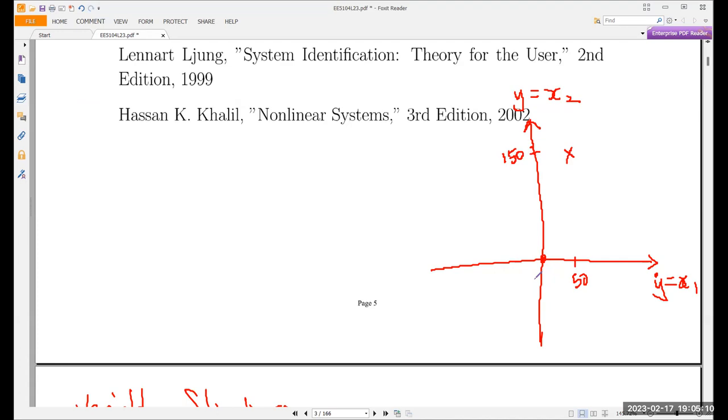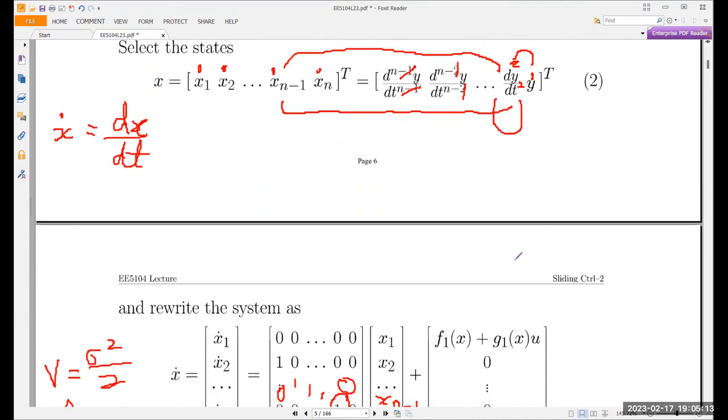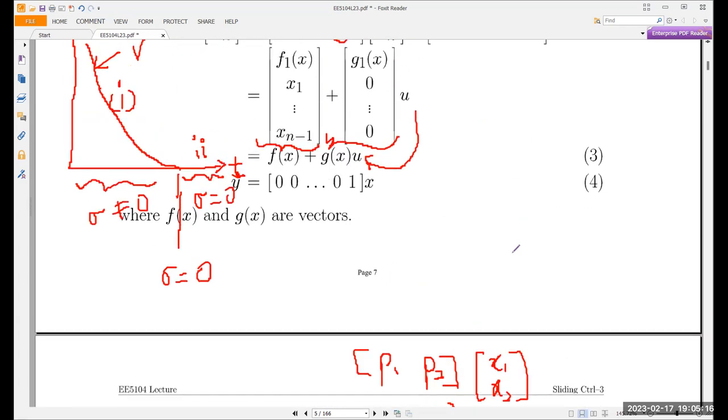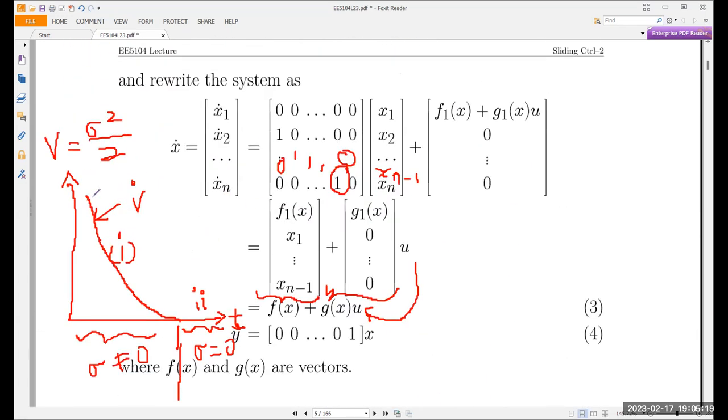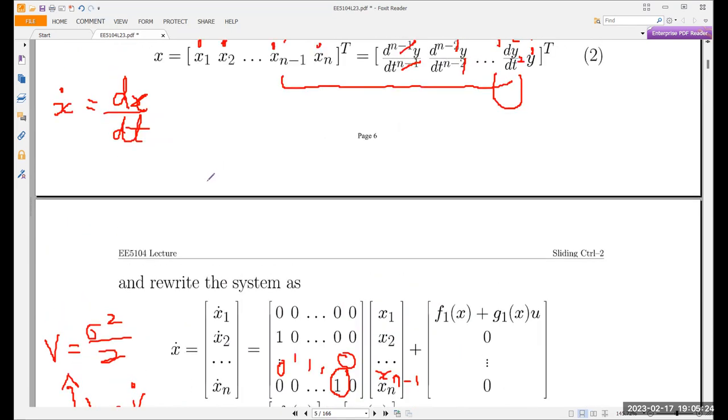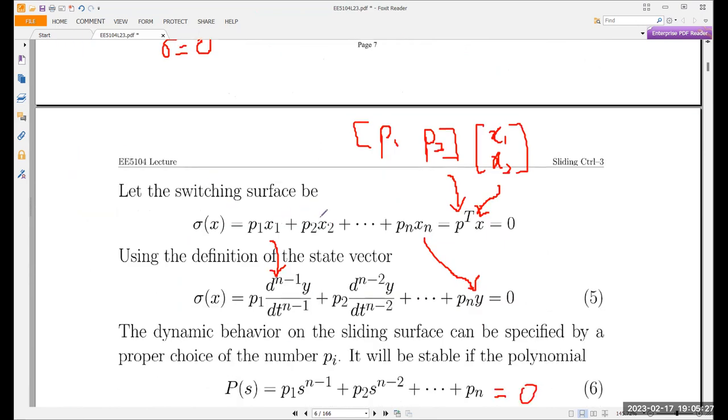Now, what we have discussed so far is this. When I first started, X1 plus X2 is sigma. P1 is 1, P2 is 1. This is 150, this is 50. So sigma is 200. Hello, are you all with me? Yes or no? Okay, give some feedback, you know, I will repeat.